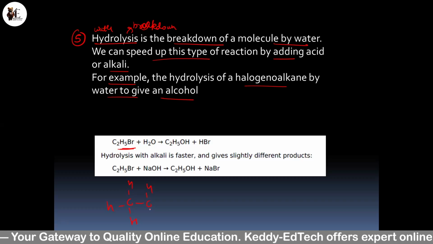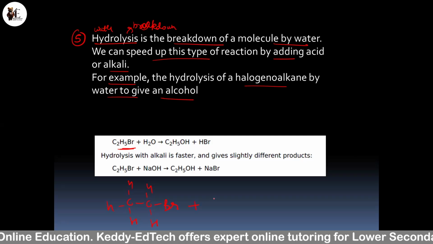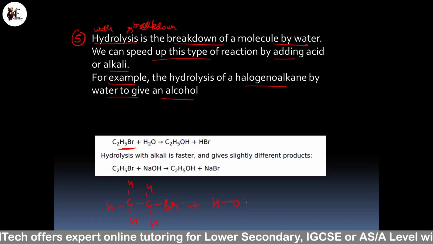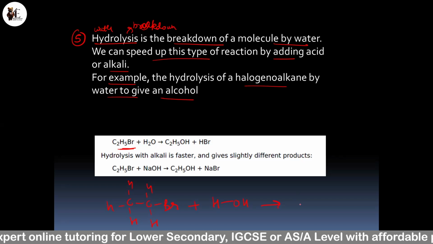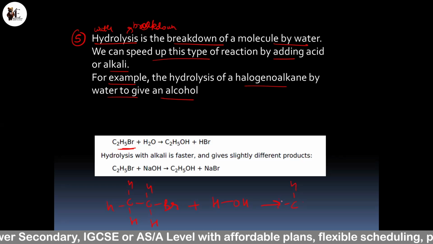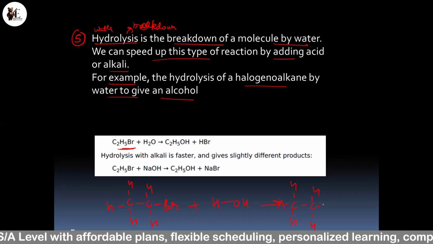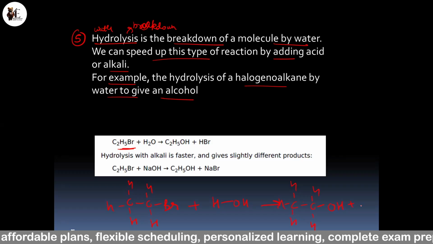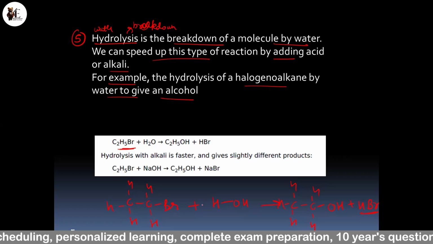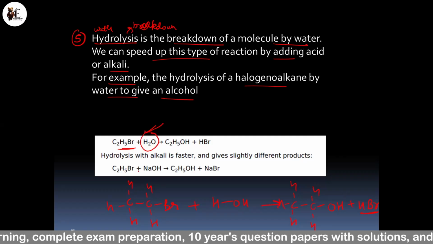Write down the displayed formula and it will be easy for you to understand. C2H5Br plus H2O. H2O is H and OH, right? Now it will give me C2H5OH. You can see that it is similar to the substitution reaction, that bromine is substituted by the alcohol group, and HBr is eliminated. So it is an example of a substitution reaction, but it happens in the presence of water. That's why it is called a hydrolysis reaction.